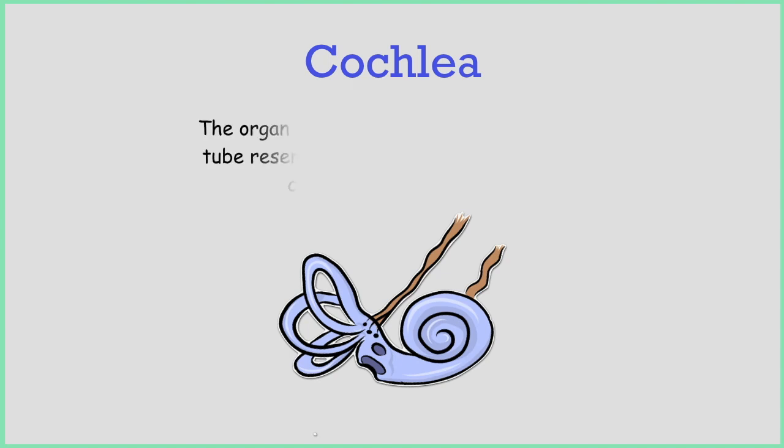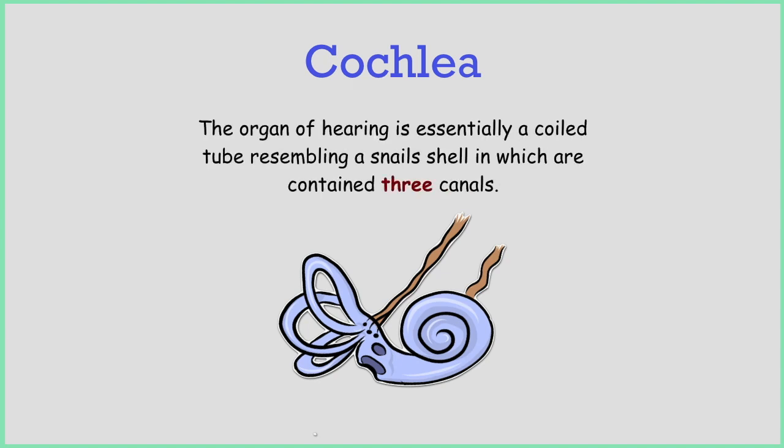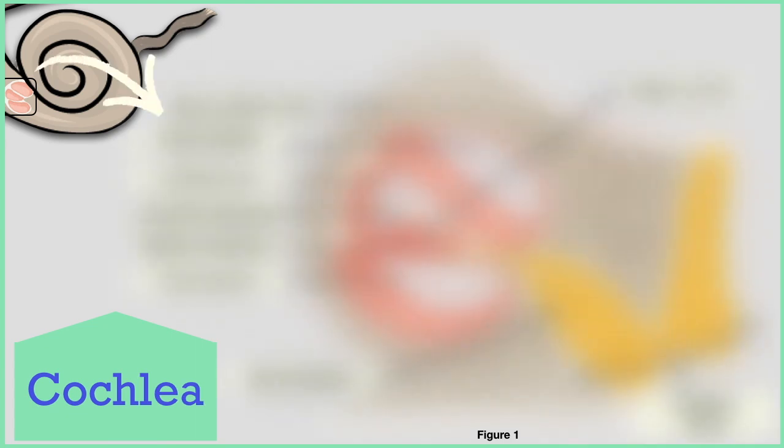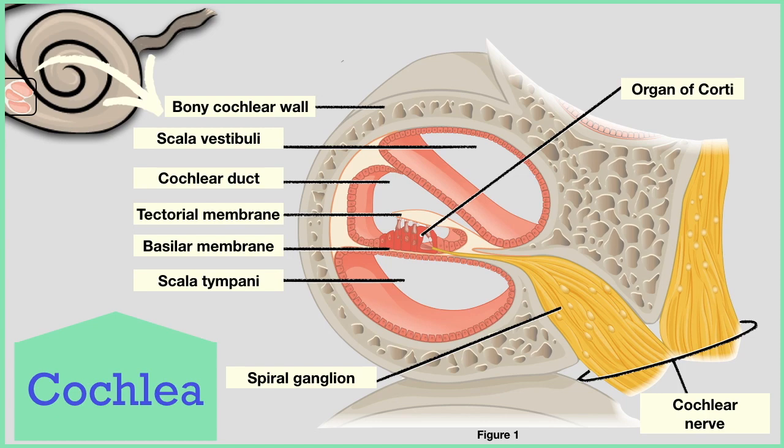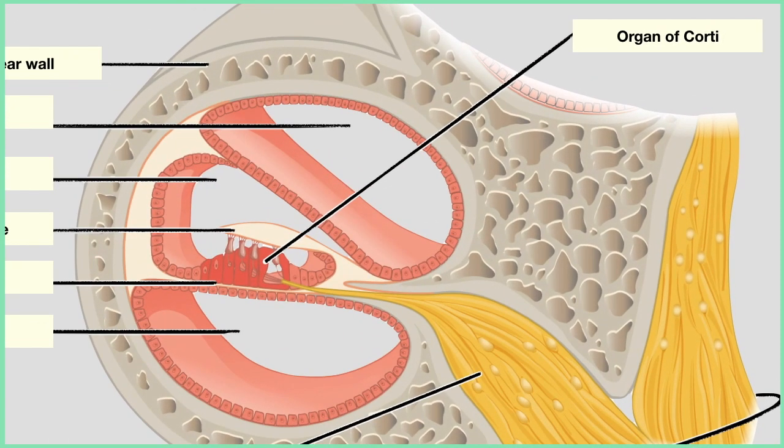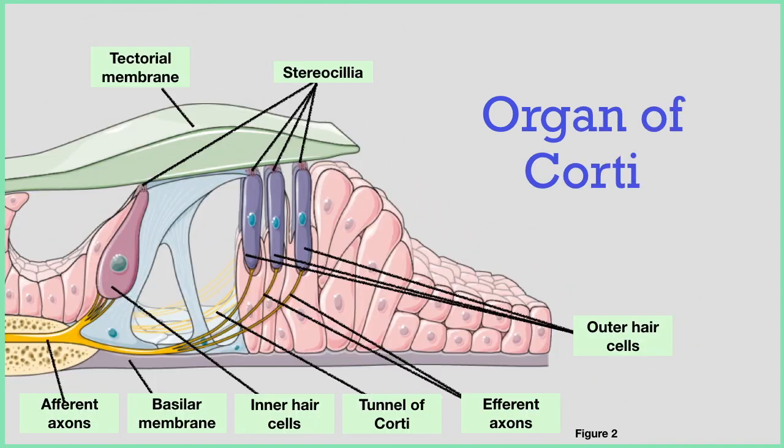The other functional system in the inner ear is called the cochlea. It has 3 compartments: the scala vestibuli, the scala tympani, and the scala media, otherwise known as the cochlear duct. Inside the cochlear duct is the organ of Corti. The organ of Corti contains the sensory receptors that are called hair cells. It sits on top of the basilar membrane and is covered by the tectorial membrane.